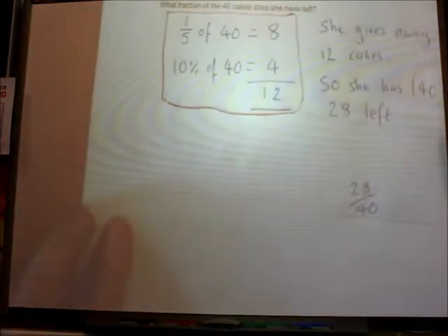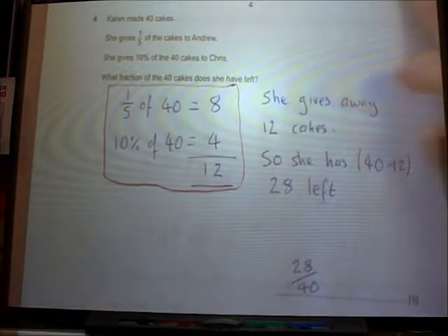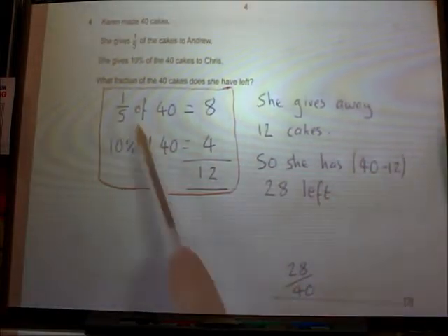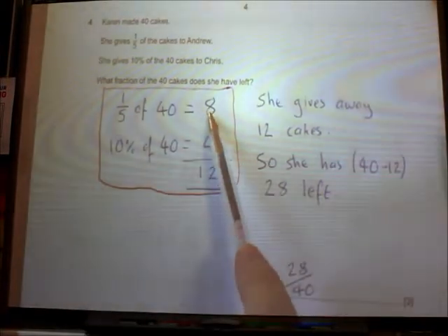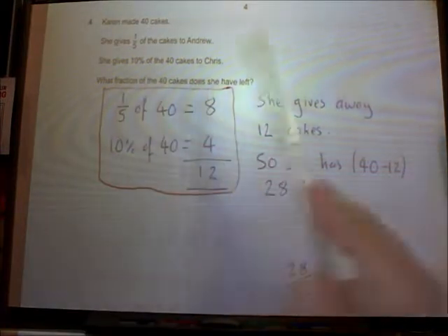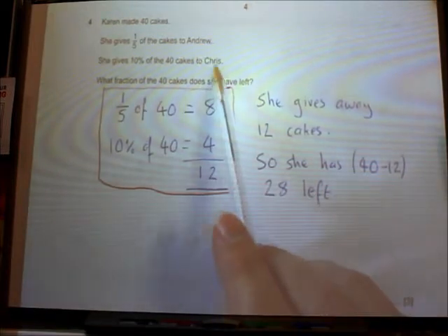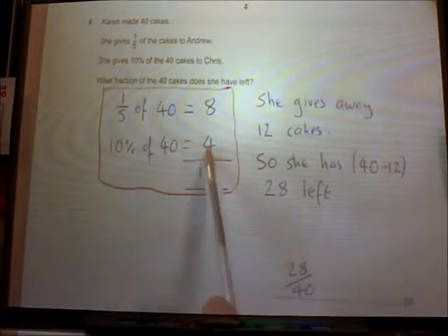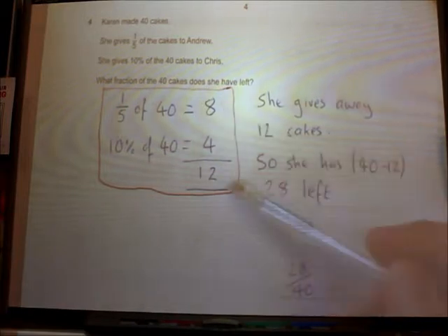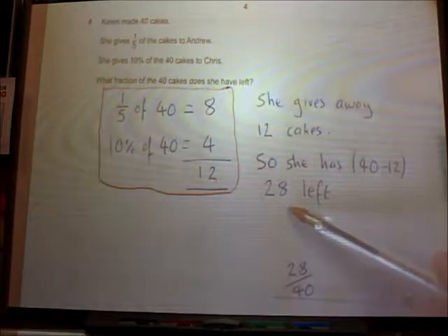Question number 4. Karen, she's already done it, made 40 cakes, and she gives 1/5 of them to Andrew. So look what I've done there. 1/5 of 40 is 8. So she's given 8 cakes to Andrew. She then gives 10% to Chris. I don't know why she likes Andrew more than Chris, but there we go. So 10% of 40 is 4 cakes to Chris. So she's given away 12 cakes. So that means she's got 28 cakes left.